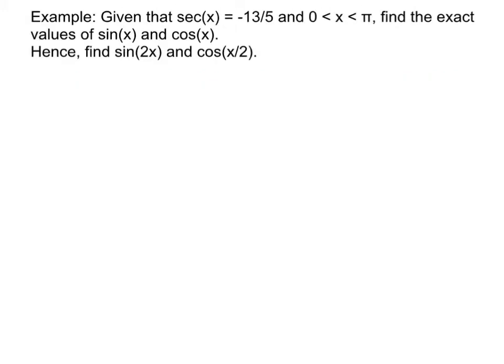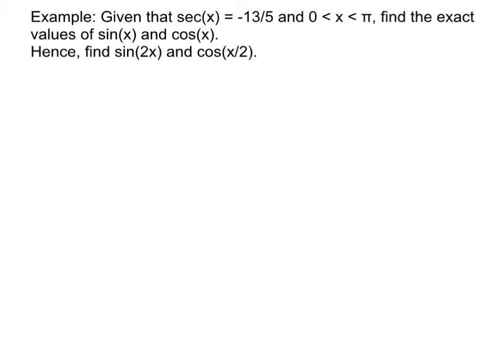So for this one, given that the secant of x is negative 13 over 5, and x is between 0 and pi, find the exact values of sine and cosine. And then hence we're going to want to find sine 2x and cosine of x over 2. We'll get to those in a minute.